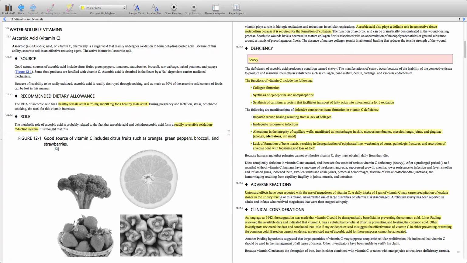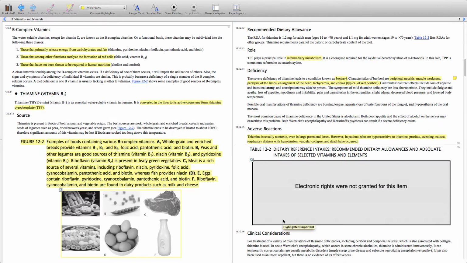So as long ago as 1942, the suggestion was made that vitamin C could be therapeutically beneficial in preventing the common cold. Now, I really want you guys to know and understand this clinical consideration. However, in the end, based on current evidence, unrestricted use of ascorbic acid or vitamin C for these purposes cannot be advocated. So they have not been able to prove that this is a good treatment for the common cold. And I know people still do that today. Take a lot of vitamin C when they have a cold.